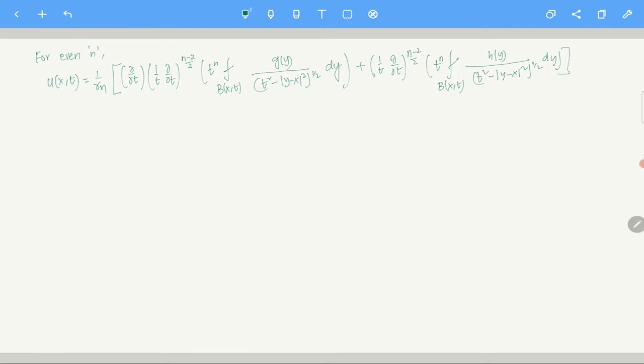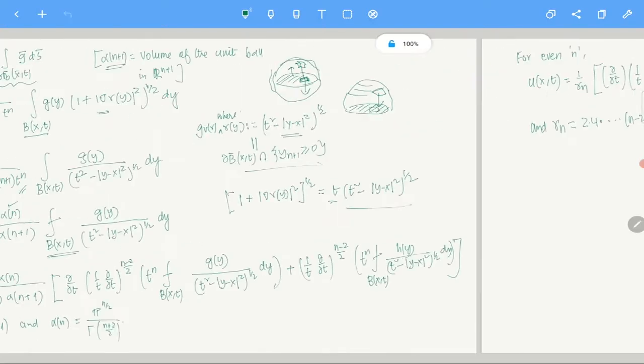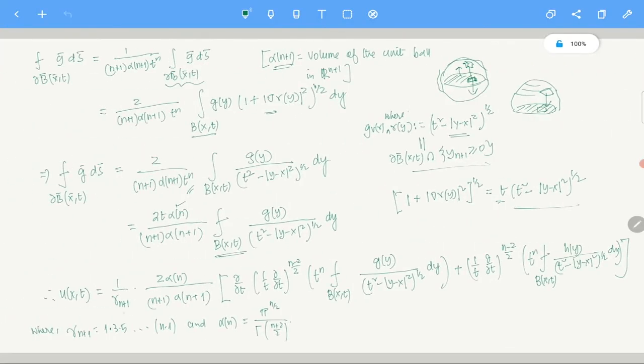So this is when n is even and gamma n is 2.4 dot, it goes on like this, n minus 2 dot n. Okay, so how did I come to 1 by gamma n? You see here it is 1 by gamma n plus 2 times this thing, right? So you do some calculations here.